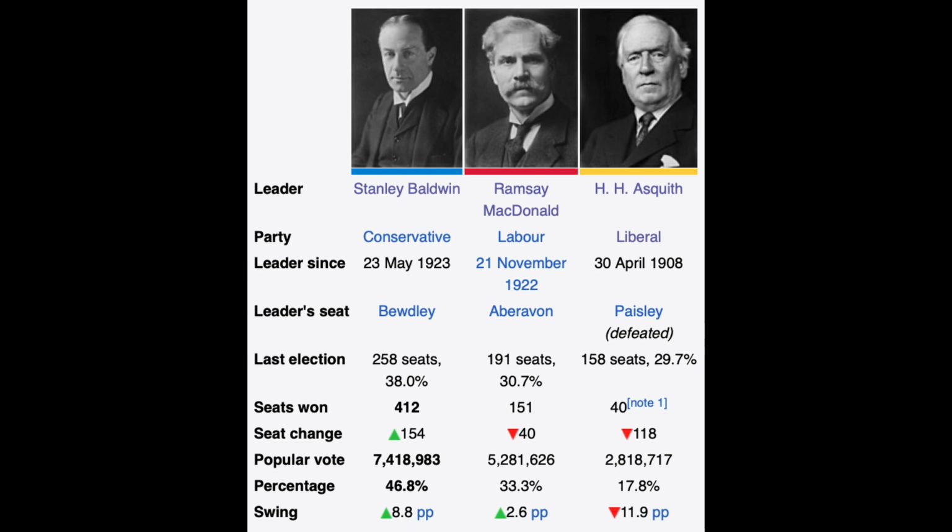But for the Liberal Party, who had helped trigger the election by voting against the government in the confidence vote, the election was a disaster. Their vote was down by 11.9 percentage points, leading to the loss of 118 seats. The Liberal Party was therefore left with a rump of 40 seats, and, as we now know, they would never to this day get over 100 seats in the House of Commons again.